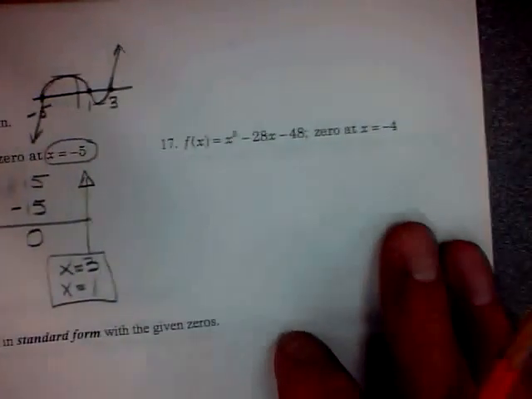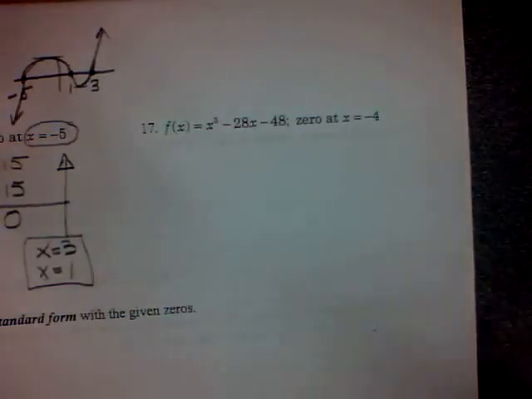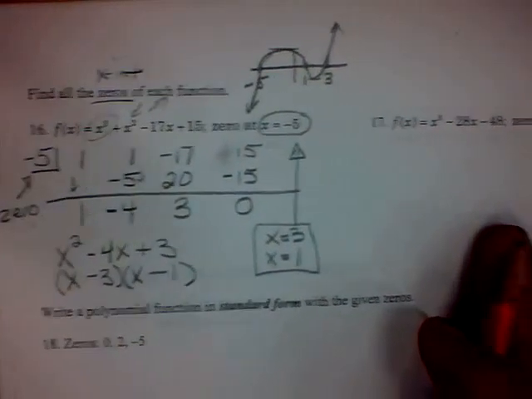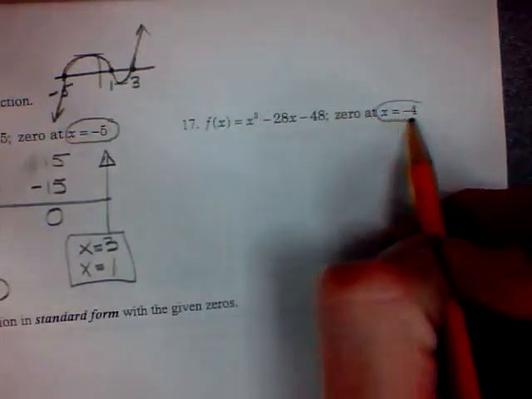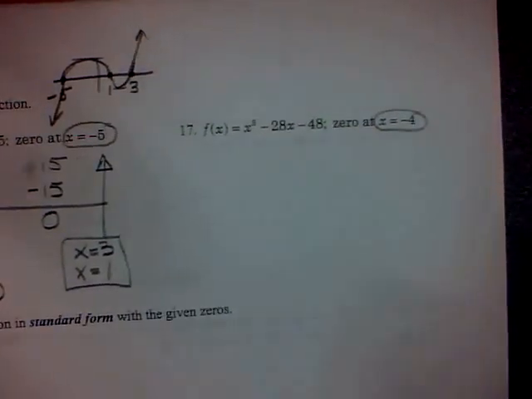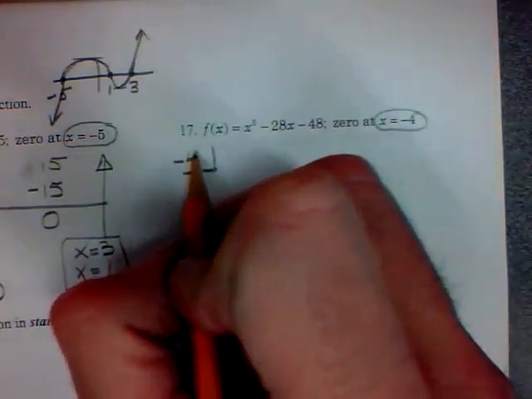Okay, the next problem is number 17, and this one is the same as what we did over here, number 16, just another example. This time our 0 is -4. So again, we're going to use synthetic division, and in your box here, we're going to put the -4.